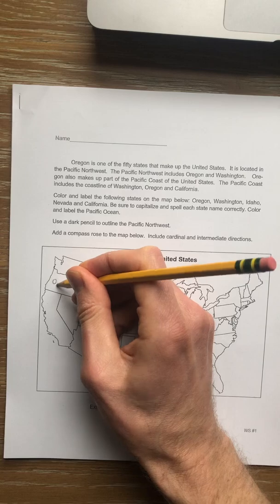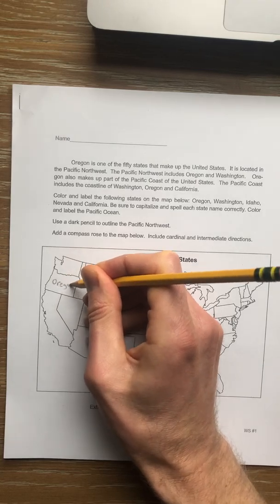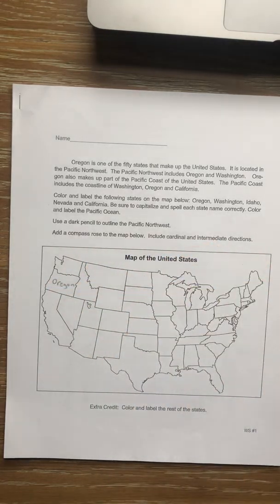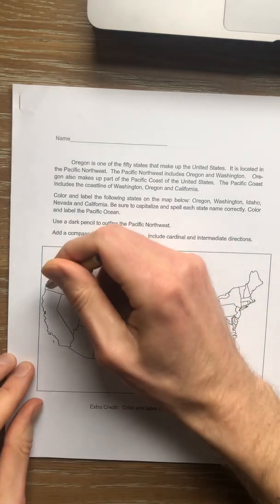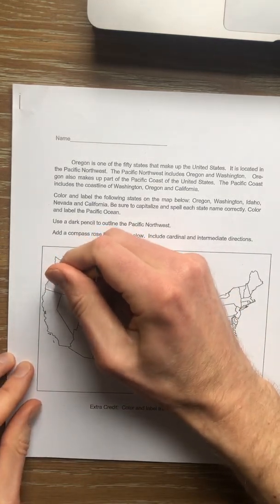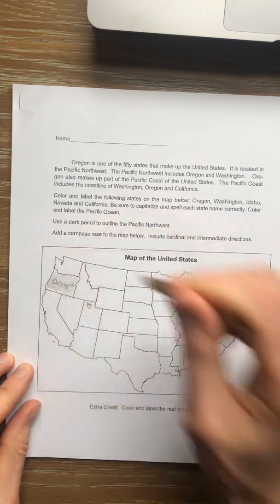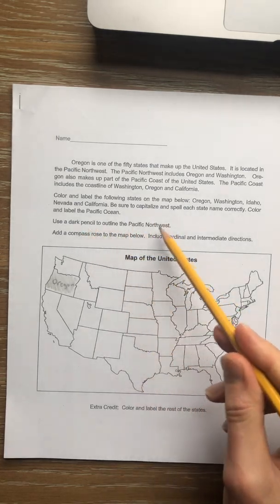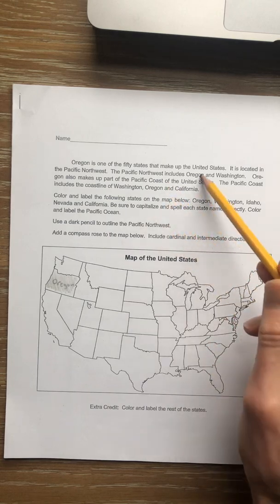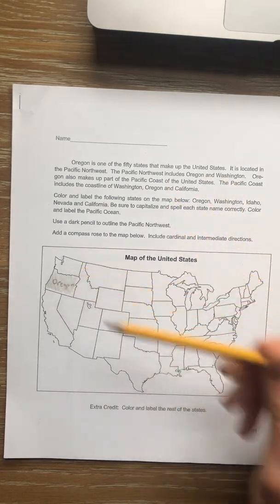I'll do it for you. You're gonna want a sharper pencil than I have. Oregon. And then I might get a colored pencil and color it. Here's a gold one. So I'd choose Oregon and I just color that one this kind of gold. And then I would do the same thing with Washington, but maybe do that one red. So just follow these instructions. And then when it says use a dark pencil to outline the Pacific Northwest, that's 2 different states, Oregon and Washington. So I go around it.